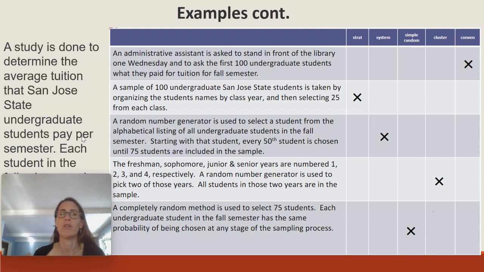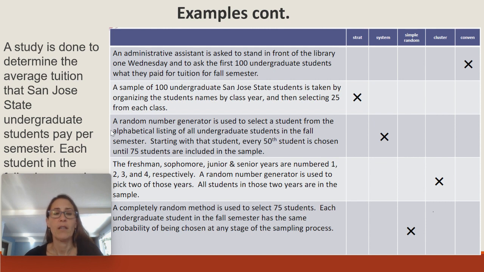The freshman, sophomore, junior, and senior years are numbered 1, 2, 3, and 4 respectively. A random number generator is used to pick 2 of those years. All students in those 2 years are in the sample. So this is cluster sampling. Is this going to be representative? Maybe freshmen pay more because they have an extra piece of tuition or fees because they're first year students. Maybe seniors pay less because they're out on co-op or something like that. I would be a little cautious about that one being representative.